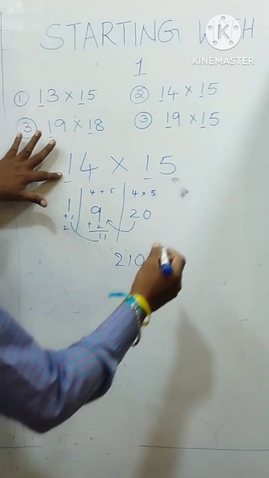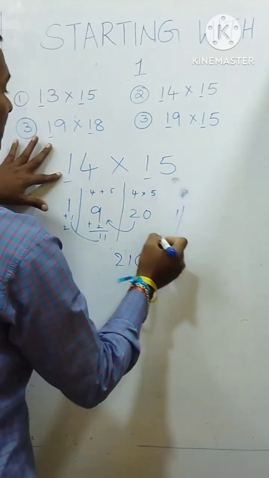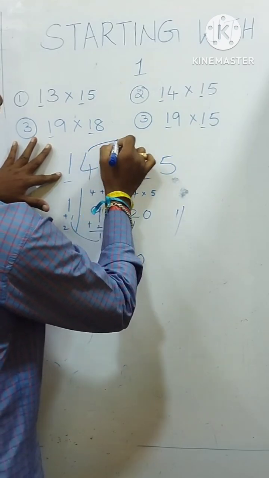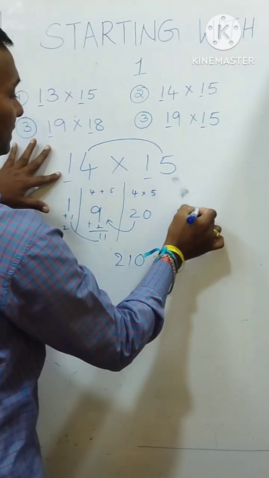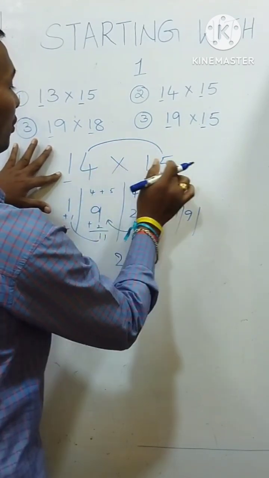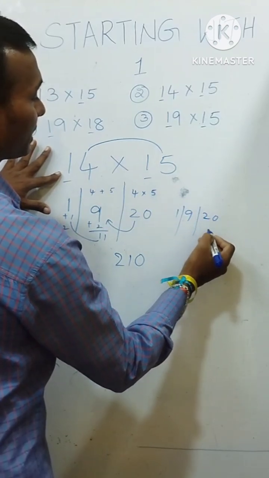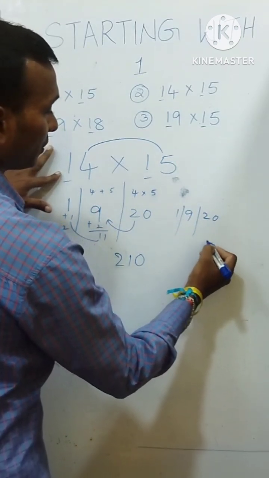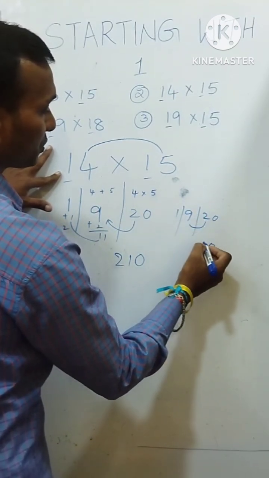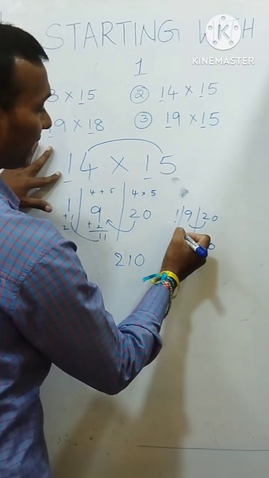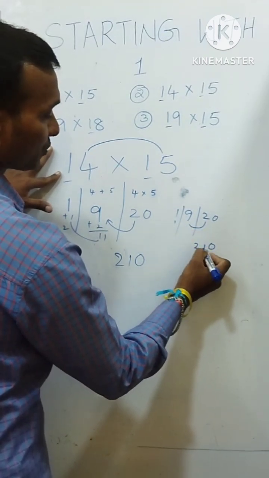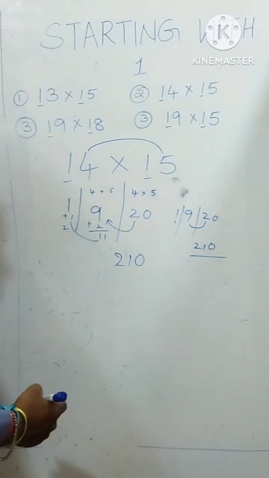Simply 1 into 1 become 1. In the middle, 4 plus 5 addition of numbers, that will give you 9. In the last, 4 into 5, it become 20. See here, 0, 2 will carry forward. 9 plus 2 is 11. 1 here, 1 carry forward. 1 plus 1, 2. 210.